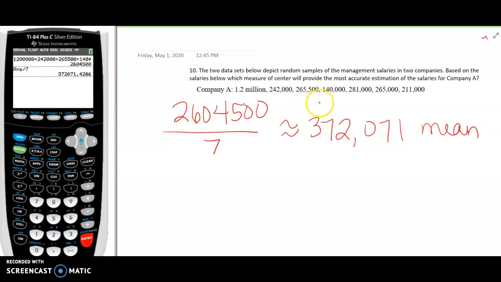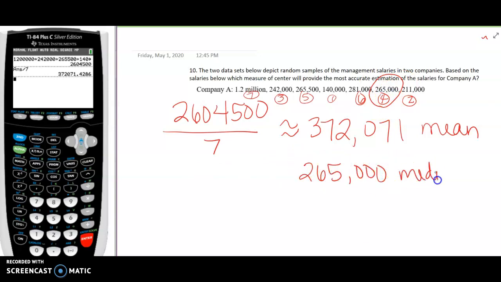Well, if you had done the median, let's see, I'm going to put them in order from least to greatest. This is the first. 211 is second, 242, 4, 5, 6, 7. So when there's an odd number of pieces of data, that means there's going to be one number in the middle. When there's 7 pieces of data, the middle number will be 4 because there'd be 3 below and 3 above. So the median is 265,000.